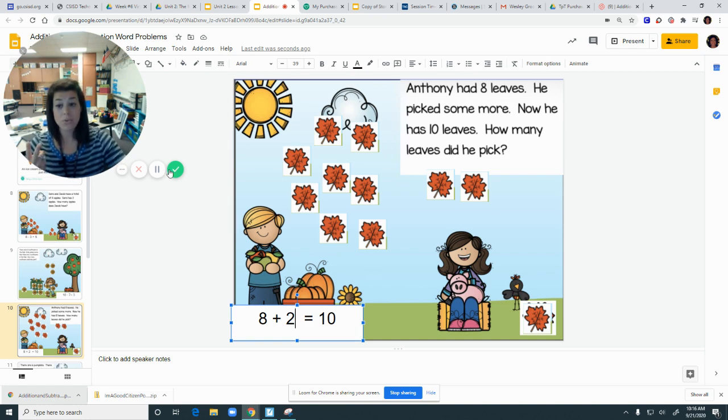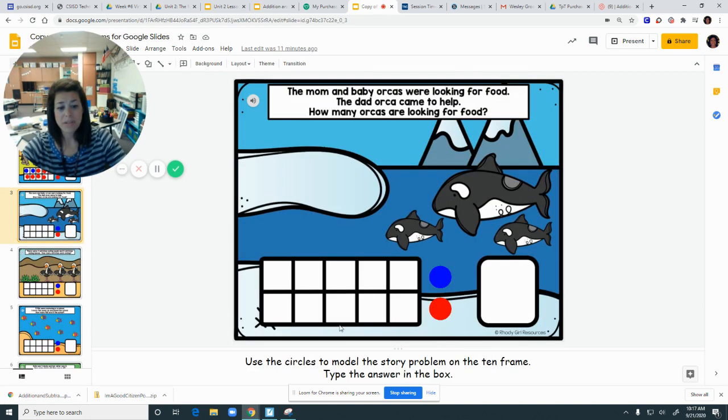Let me show you your activity for the day. So we're going to do the same problems that we were looking at before using our dots and our whales and our 10 frame, okay? So it says, the mom and baby orca were looking for food. The dad orca came to help. How many orcas are looking for food? Okay, well, let's start. The mom and baby are looking for food. So how many orcas is that looking for food? 2. So I'm going to put 2 blue.